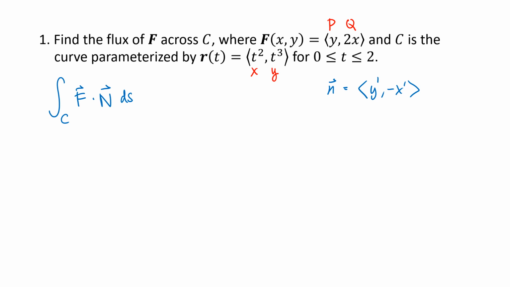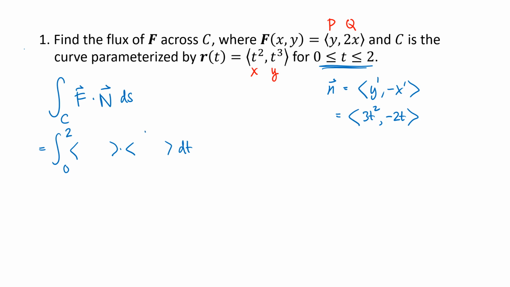So when I say y prime comma negative x prime, what I mean is the derivative of the y component of my parameterization, which in this case would be 3t squared, and then the minus derivative of the x component, which would be negative 2t. So this is going to be the integral. My parameterization goes from 0 to 2, so my integral is going to go from 0 to 2. This is going to be a dt integral, and it's going to be a dot product of two vectors.